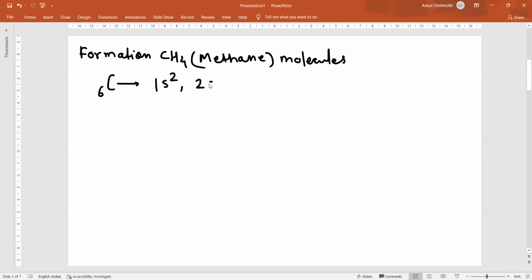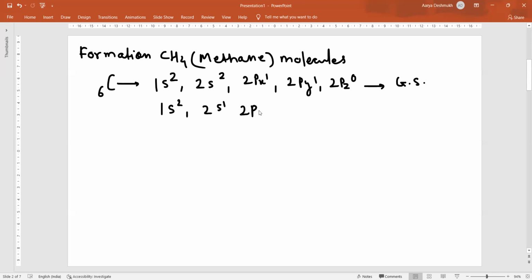1s2, 2s2, 2px1, 2py1, and 2pz0. This is the ground state electronic configuration. Now write the excited state configuration, that is 1s2, 2s1, 2px1, 2py1, and one of the electrons from the 2s orbital is excited and occupies the 2pz orbital.